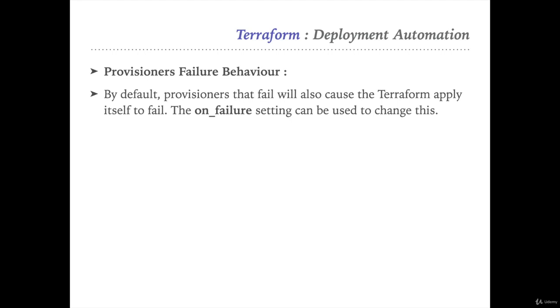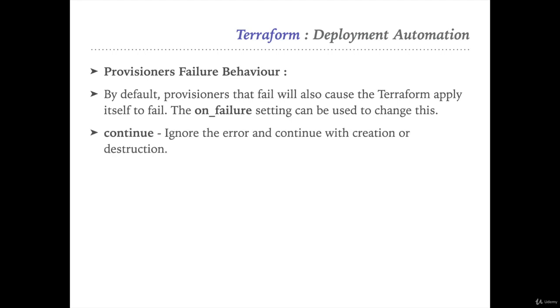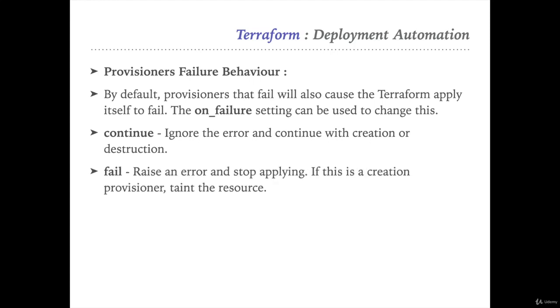You can mention the on_failure setting, which comes with two options. The first is continue. It means ignore the error which occurred during the provisioner execution and continue with the creation or destruction of the resource. And second is fail. It means raise the error and stop applying anything after that error. If the creation provisioner fails, it taints the resource, right? So these are the two settings which come with the provisioner, if we want to move forward with the failure, or we want to completely stop any creation after that failure in the provisioner state.